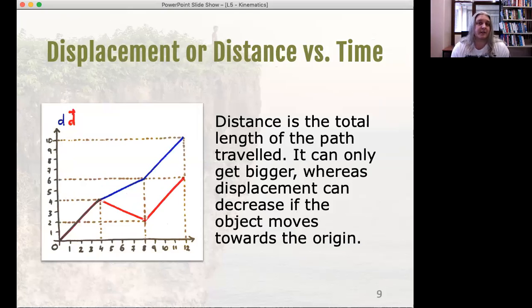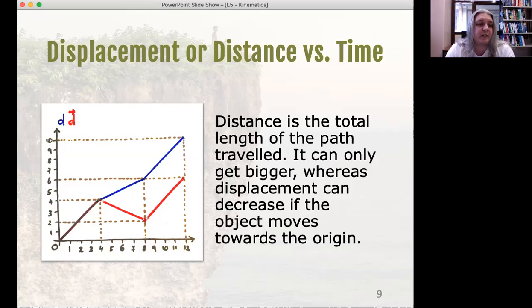Displacement versus distance. We already talked about that in the previous lesson as well. The idea that displacement is the position relative to where you started, and distance is the total path length covered to that point in time. Distance can only get bigger while displacement can get smaller.